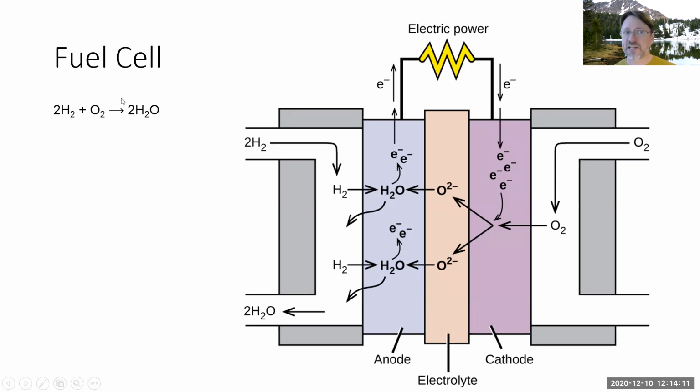So that's the idea of a fuel cell. You have an electrochemical cell, you feed in reactants on the two sides, and on at least one of the two sides, you have products that you're pulling out. So let's look at how this particular example works.